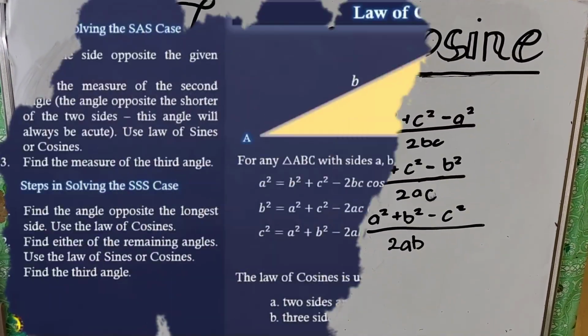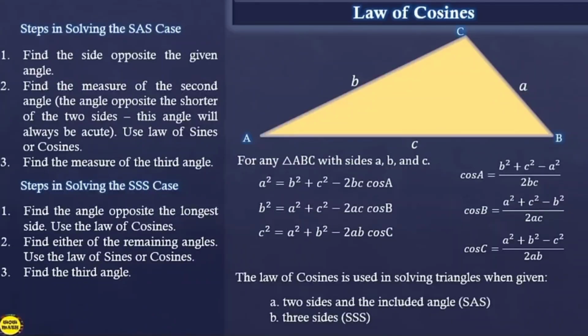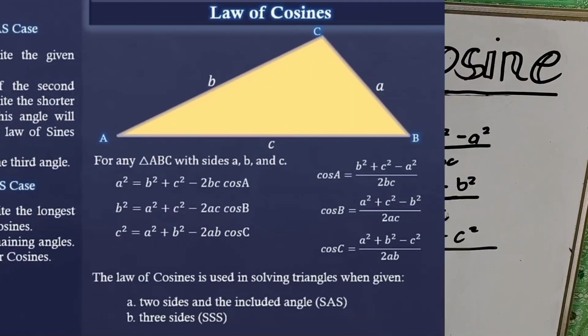And the steps in solving the SSS case are: first, find the angle opposite the longest side, using the law of cosines. Second, find either of the remaining angles, using the law of sines or cosines. And third, find the third angle. The law of cosines is used in solving triangles when given two sides and the included angle, or SAS, and three sides, or SSS.